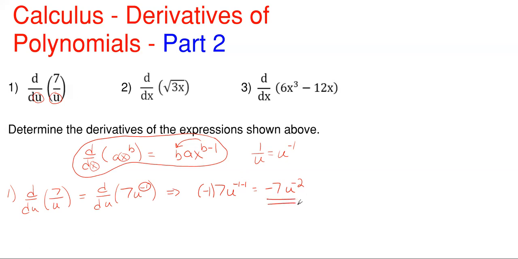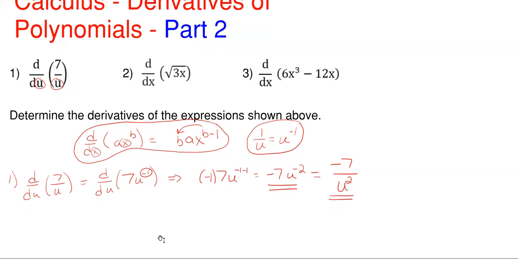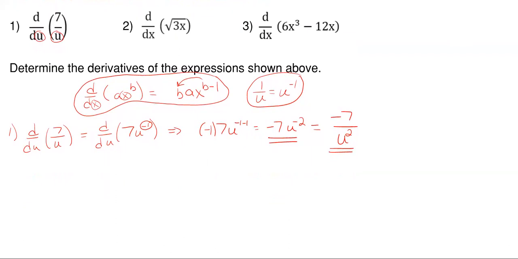And you could leave this as your answer, or depending on how picky someone is grading this, as if this is for your homework, you can rearrange it to minus 7 over u squared. Just like what we did here at the very beginning, just the reverse process of that. So either one of these two, minus 7u to the minus 2 or minus 7 over u squared, is the correct answer when you take the derivative of 7 over u. So that's our first one.